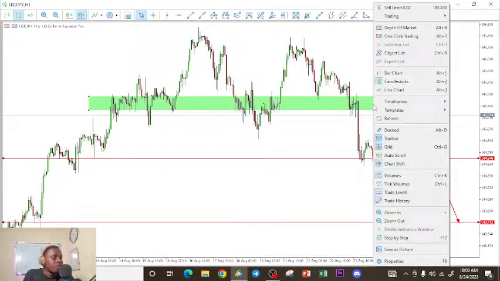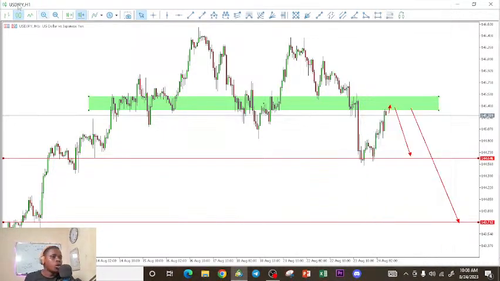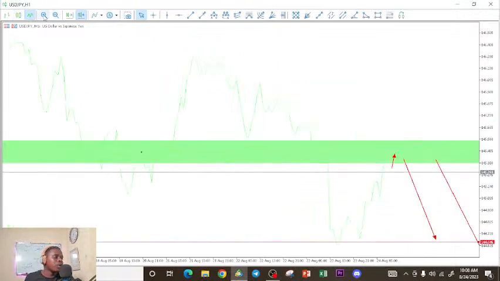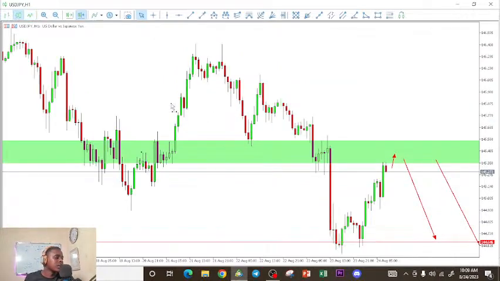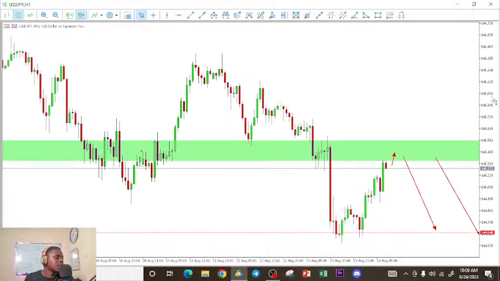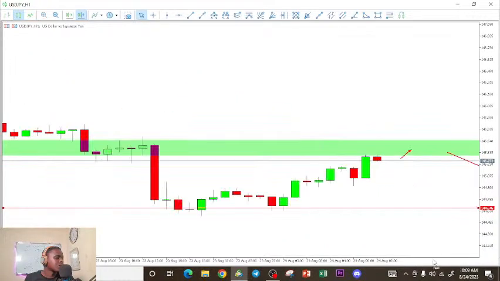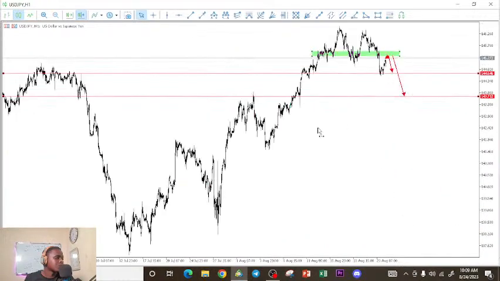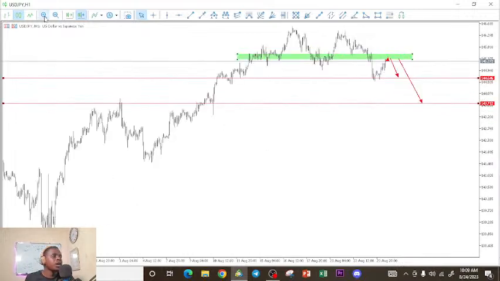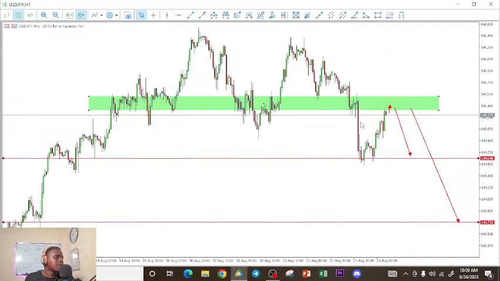USD/JPY, we are looking for a reversal to go to the downside. So it's gonna be looking like this. It's gonna be looking something like this, right? So this is what we are looking for.